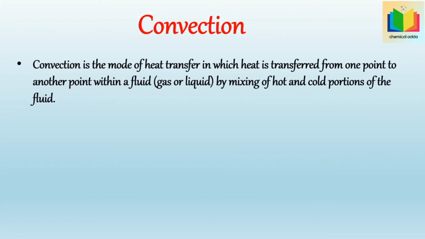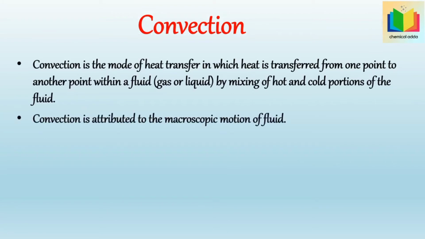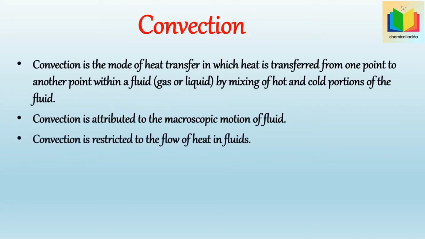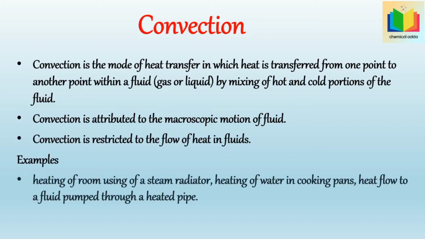The circulating currents may arise either by the heat transfer process itself or some external agency. Hence, it is attributed to the macroscopic motion of the fluid. Convection is restricted to the flow of heat in fluids. Examples: heating of a room using a steam radiator, heating of water in cooking pans, heat flow to a fluid pumped through a heated pipe.